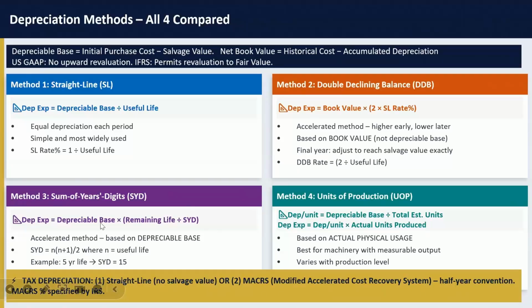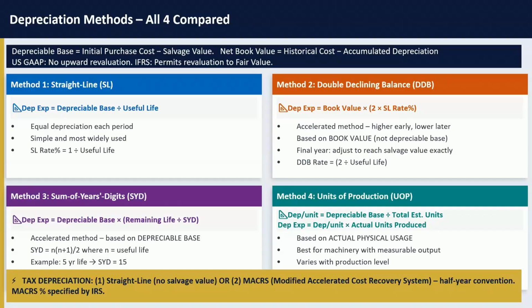Suppose the depreciable base is 10,000, multiplied with, for an asset with a 5-year life, for the first year 5 divided by 15. For the second year, 4 divided by 15. Third year, 3 divided by 15, and so on. And the last year, 1 divided by 15. This is how you calculate SYD.